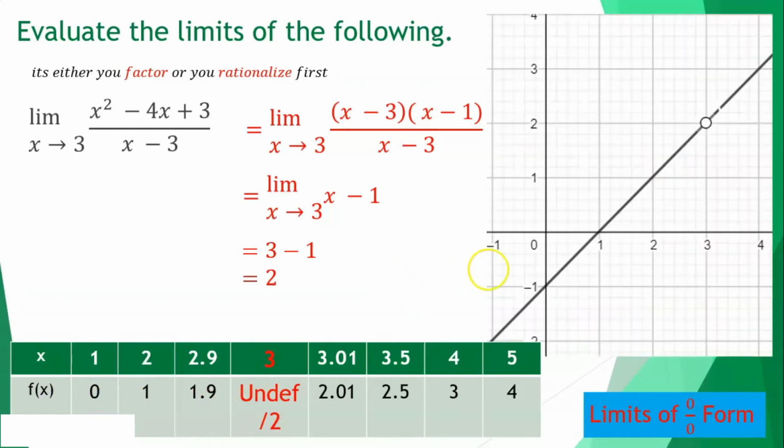So graphing this one, we will have this. Take note, as we approach x = 3 from the left, it will give us 2, and from the right, it will also give us 2. But it is actually an open circle. It's because of this. Okay, next.